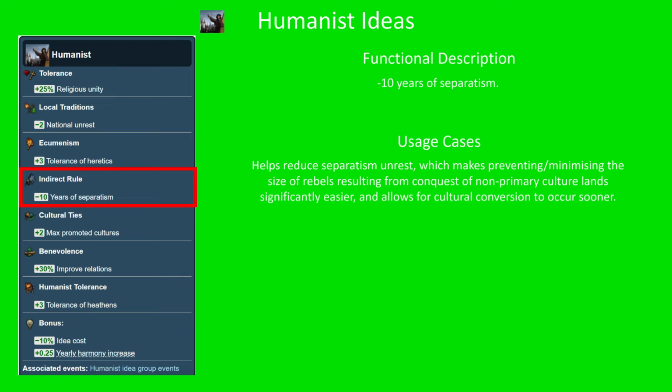Indirect rule. What does it do? -10 years of separatism. When you take a province from someone, it starts out with separatism, when it's direct conquest. This minimizes how much unrest caused by that separatism there is, which makes preventing or minimizing the rebels resulting from that unrest more straightforward, and it also allows you to culturally convert the land sooner, because you can only culturally convert land once there's no more separatism.